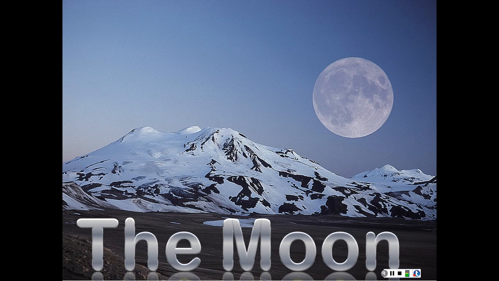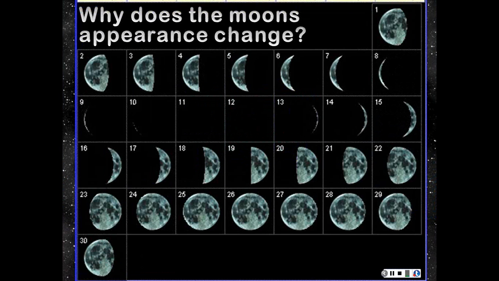This is part one of a discussion on the moon. The first thing we notice about the moon is that it changes its appearance over the course of about a month. So starting in this particular month we have a waning gibbous moon.